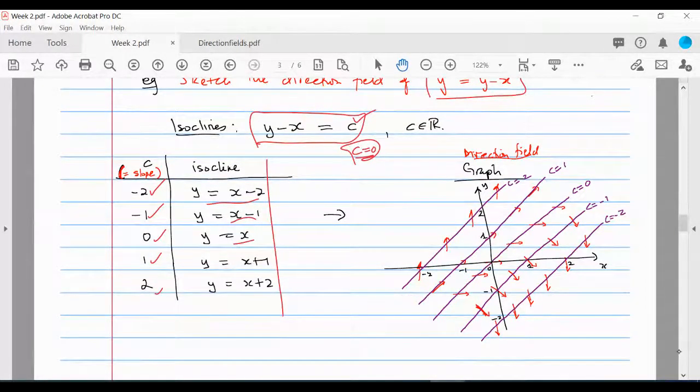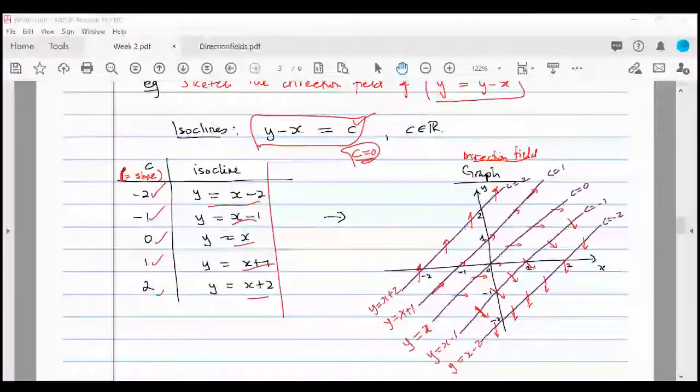I do the same for each one. So all I do is draw these graphs. This one is y equals x because c is equal to 0. This one is y equals x plus 1 because c is equal to 1. This one is y equals x plus 2 because c is equal to 2. Then this one is x minus 1, and this one is x minus 2. All right, so there we are.